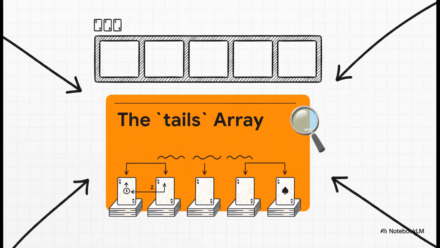And here's the key idea, the invariant we're maintaining. For any given length of a subsequence, we always want to know the smallest possible ending number for a subsequence of that length. Why? Because a smaller ending number gives us way more opportunities to extend that subsequence with numbers we see later. It's all about keeping your options open.